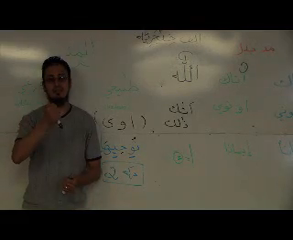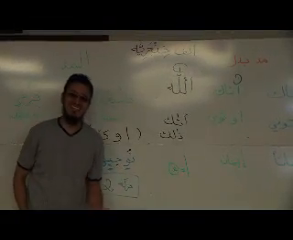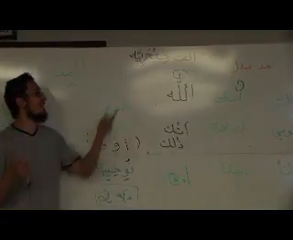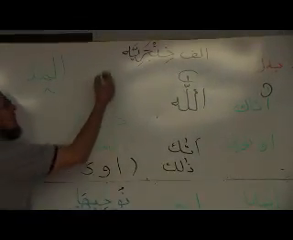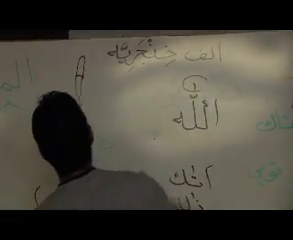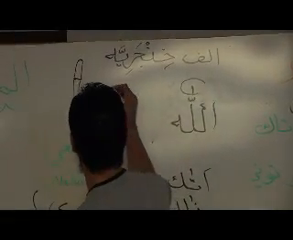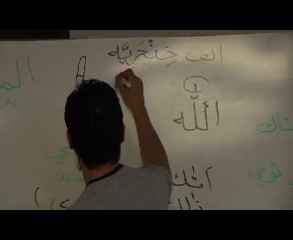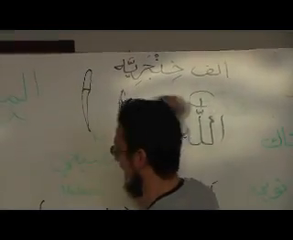The word khanjar means dagger, because it looks like the grip of a dagger, and it's written like this. If I zoom in on it, it looks like this. So it looks like a dagger, and that's why it's called Alif Khanjari.